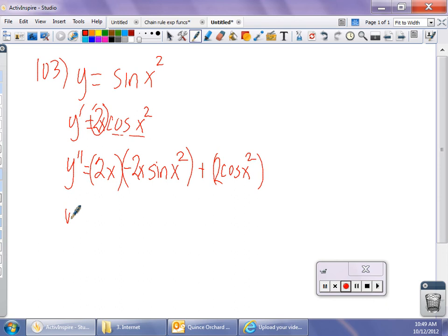Cleaning up a little bit, I could factor out 2s or whatever, or I can just multiply it together and make it negative 4x squared sine x squared, plus 2 cosine of x squared. The only thing that we could factor out is a 2, and so that's how you find the second derivative. Hope this helps you.